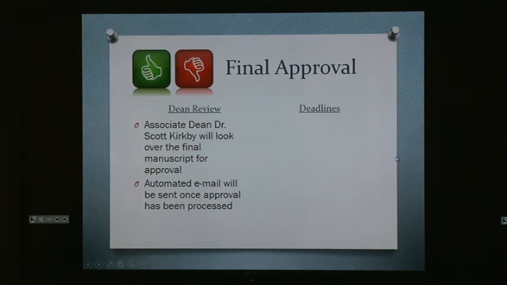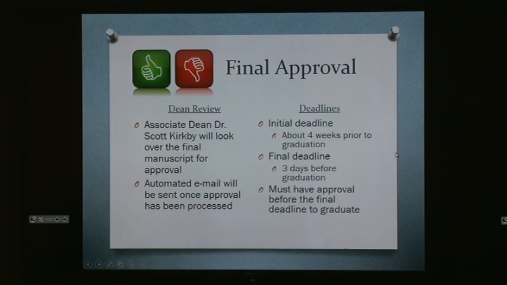And then once I've got approval from him that it's all good, an automated email will be sent. I'll process it, and you'll get an email that says, congratulations, you're all done. And I'll forward that also to your chair, so he or she knows.